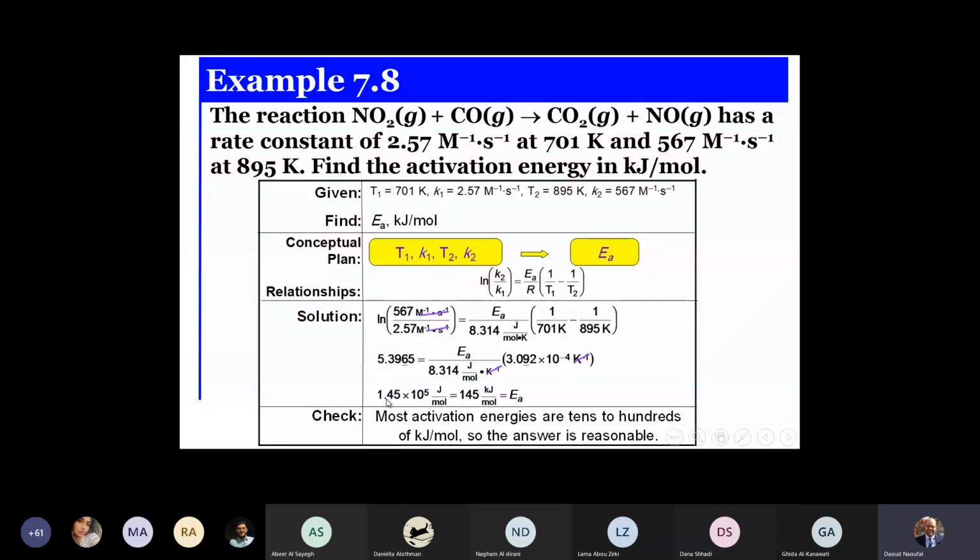So the activation energy is equal to 1.45 times 10 to the power 5, so 145 kilojoule per mole. And this is the activation energy, and the activation energy is always positive. Pay attention that the value of the activation energy tends to be in the tens to hundreds, so 35 kilojoule, 70, 80, 100, 150. The value of EA is in tens to hundreds and not more.